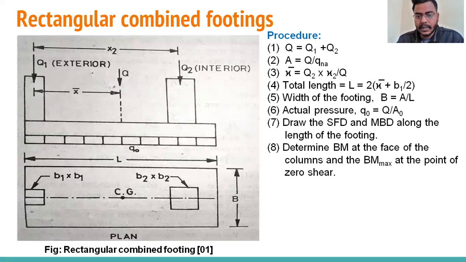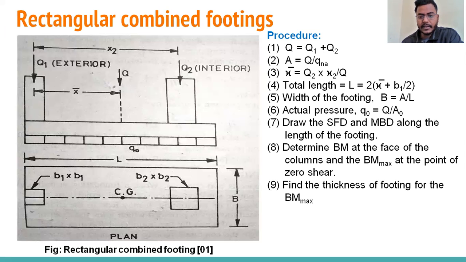So step 7 is to draw the shear force diagram and bending moment diagram along the length of the footing. Next is to determine the bending moment at the face of the column and the maximum bending moment at the point of zero shear. Once the bending moment diagram is drawn, we can find the bending moment at any location or any critical section, right? The same we can do for the diagonal shear, to find the thickness of the footing. If we are going to design the reinforcement, the procedure is mentioned in IS 456:2000.